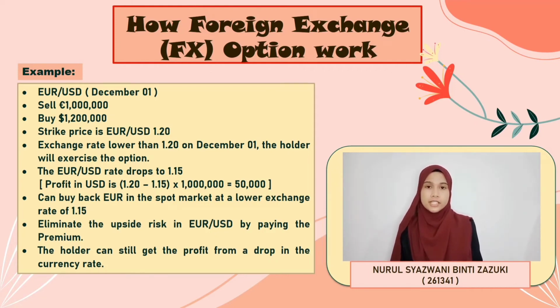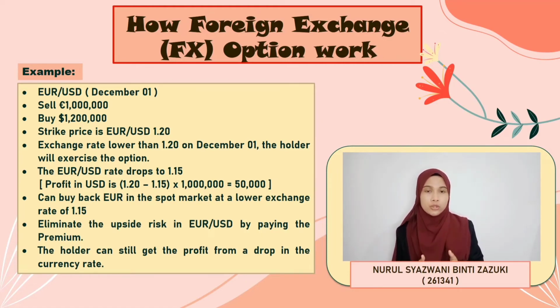Okay. In this part, the EUR/USD option gives the holder the right to sell 1 million euro and to buy 1,200,000 US dollar on December 1. They also agree that the strike price for EUR/USD is 1.20. So, if the exchange rate is lower than 1.20 on December 1, the holder will exercise the option.